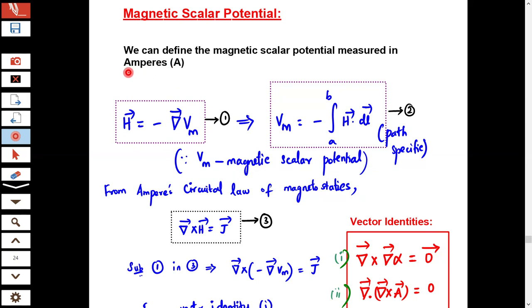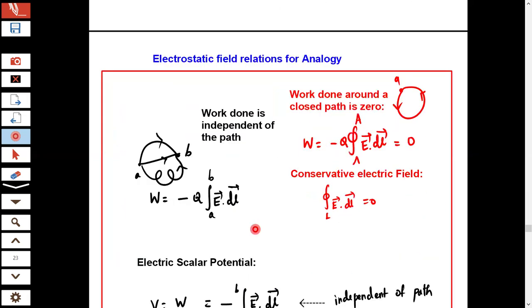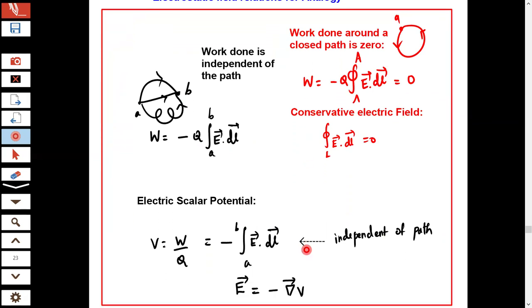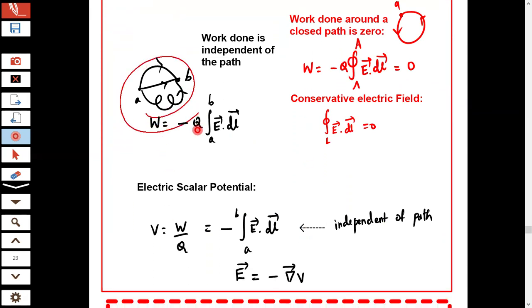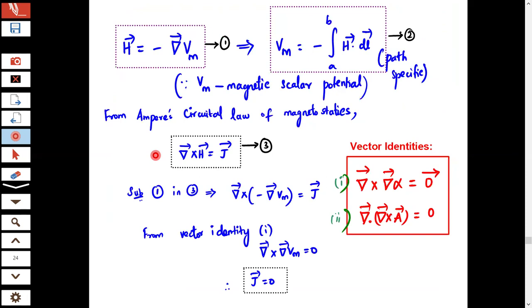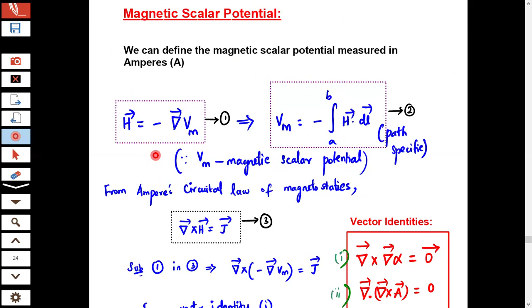which is given in the units of amperes. From this, we can represent potential for magnetic fields as a scalar as minus line integration H dot dl. This is similar to the electric field and the potential relation, but the difference is, in case of electric fields, this integration is independent of the path because work done is independent of the path. But in case of magnetic fields, this magnetic scalar potential is specific to each path.